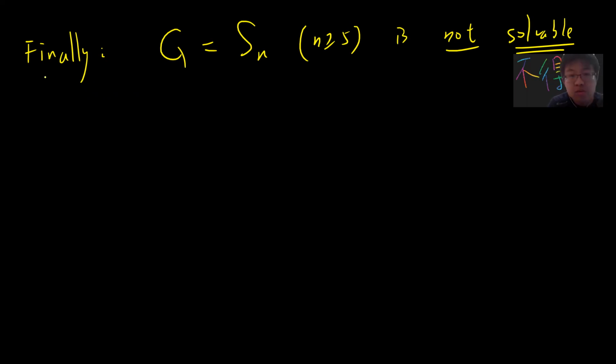Let's only consider n equals 5, because you can do a simple argument by first fixing an element. So if you prove that S5 is not solvable, then you can easily get that S6 is not solvable, and keep going.